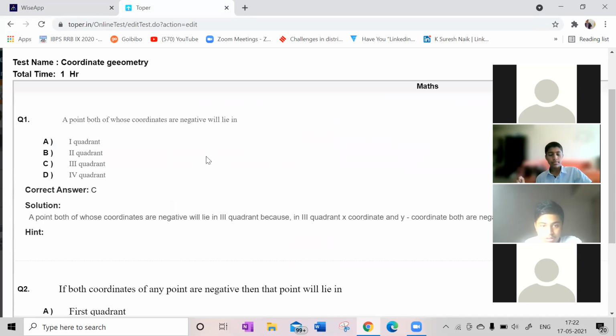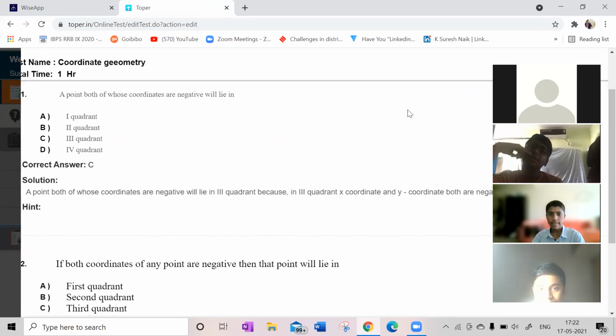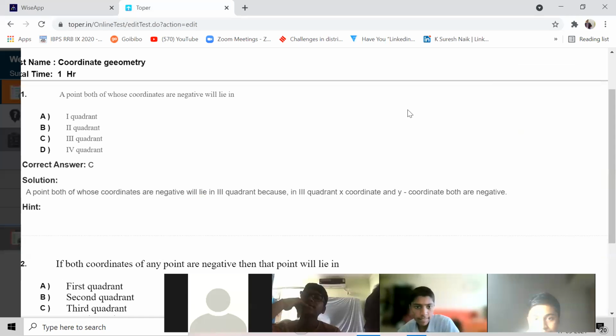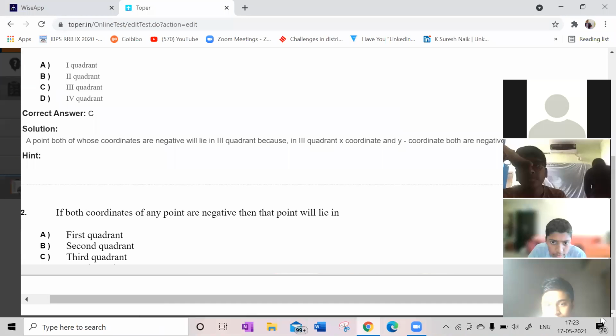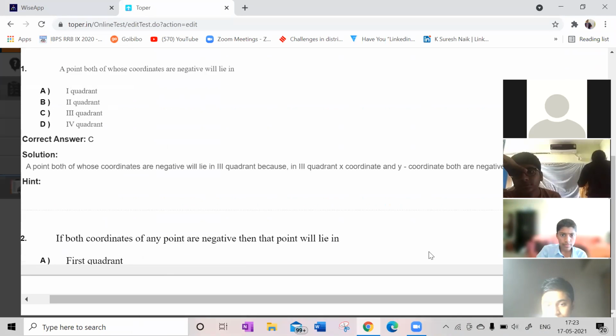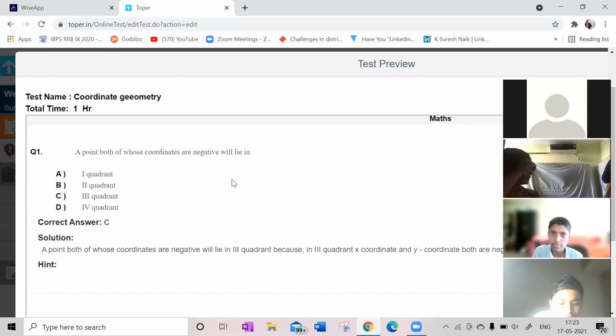A point, both of whose coordinates are negative, will lie in the third quadrant. Option C is correct. Very simple question, right? So the first answer is the third quadrant. Clear? So next question. Any doubt in the first question?